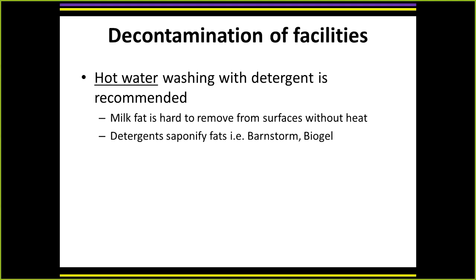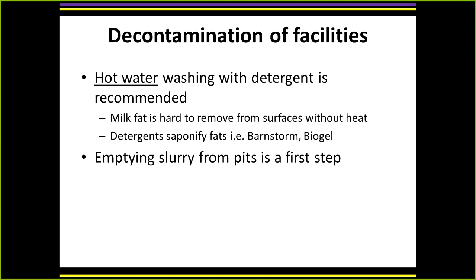Milk fat, of course, is all passing straight through these baby pigs because there's no way they can absorb it. And milk fat sticks to surfaces like wax almost. It's very hard to get off without heat and without detergents to supply those fats, things like Barnstorm or Biogel. First thing we have to do is get the storage pits empty in these barns because they're obviously loaded up with virus.